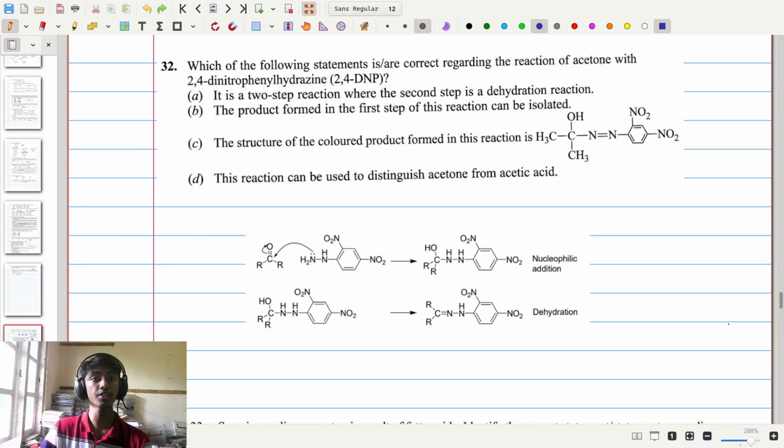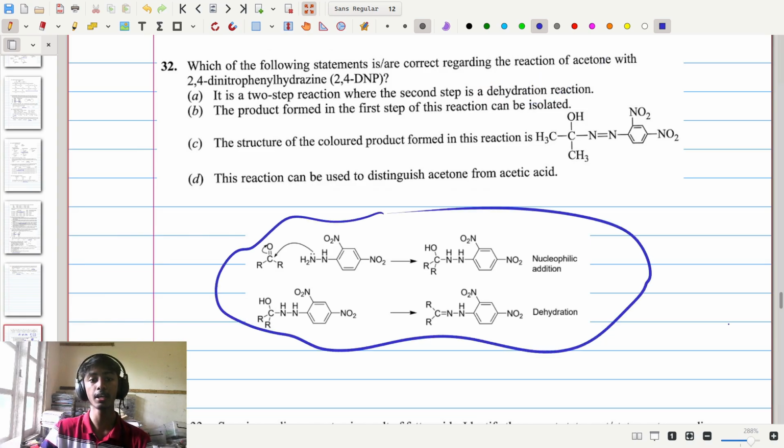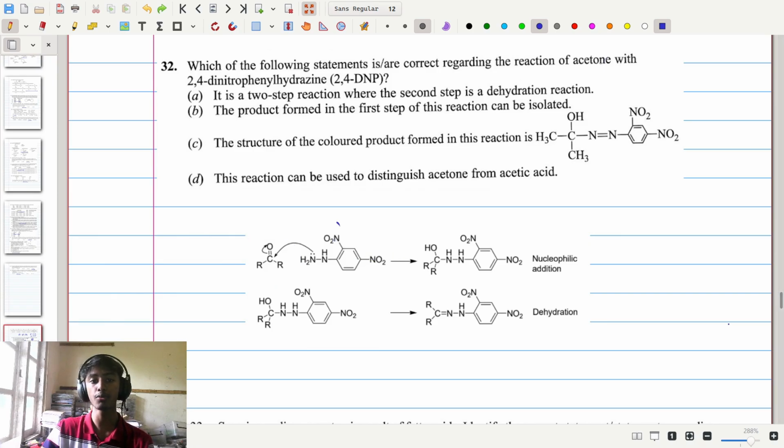Now to answer this question, I've actually brought in the actual mechanism of the reaction between a ketone and 2,4-dinitrophenylhydrazine. Now looking at the mechanism, we can see there are 2 steps, and in the first step we have nucleophilic addition where the electrons of this nitrogen attack this carbon right here, resulting in this intermediate compound, which then in the second step undergoes dehydration by having this OH and this H break off as H2O, resulting in this compound right here where this carbon and this nitrogen create a double bond between them. So according to this, we can see we have two steps.